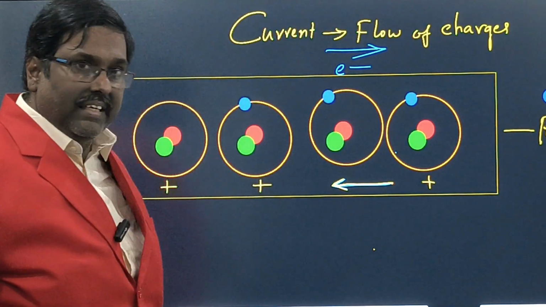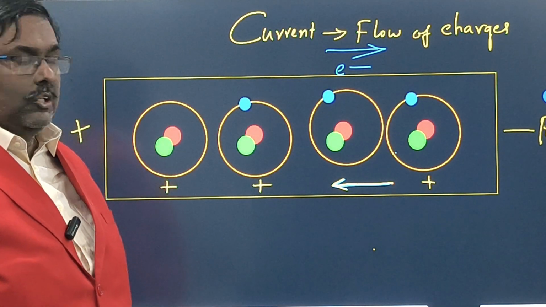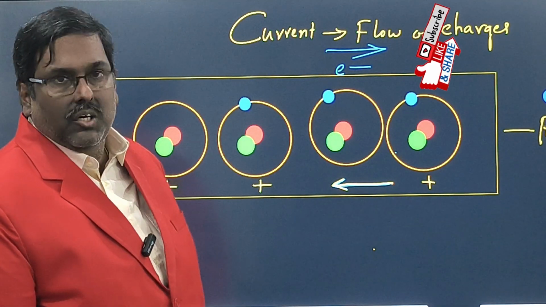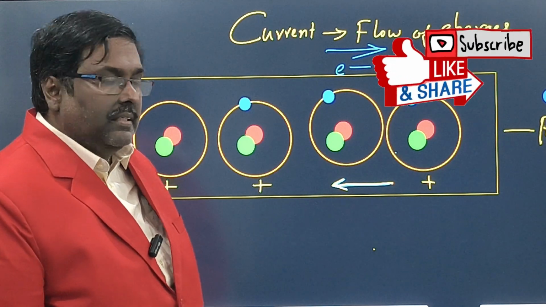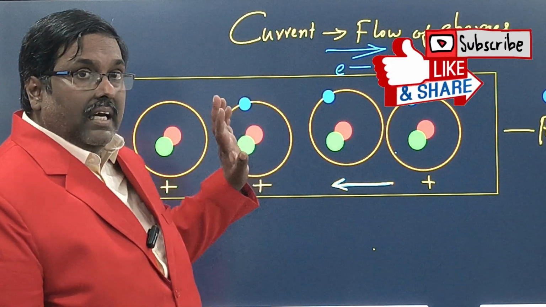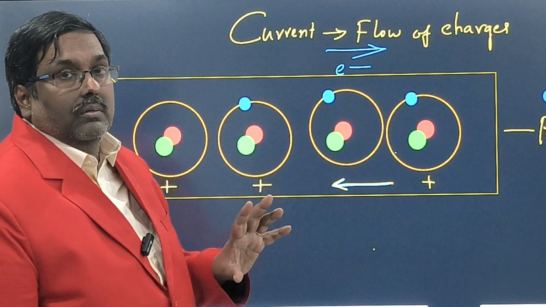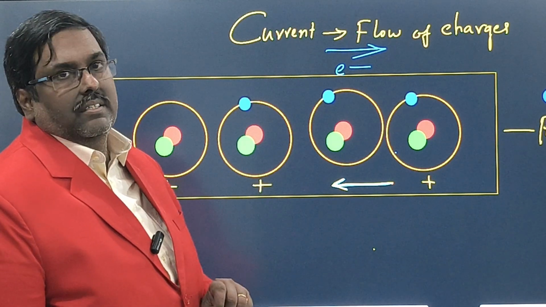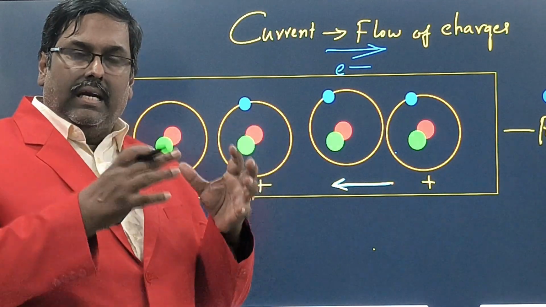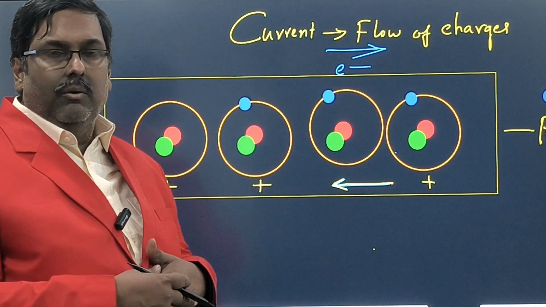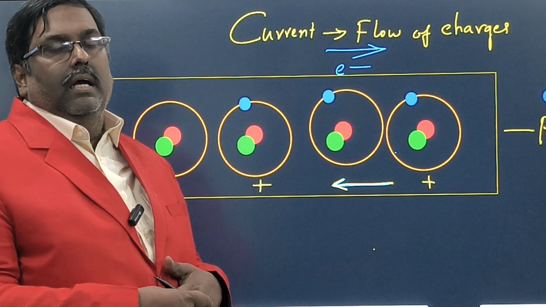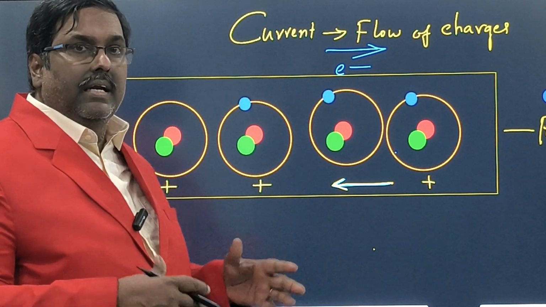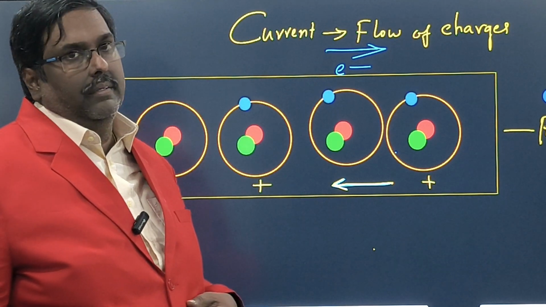What charges? Positive charges. Correct. So we are not considering the electron. The reason is that electricity was first discovered by Benjamin Franklin, a scientist. He found the electricity source, made a lot of equipment, did a lot of analysis, and formalized everything.